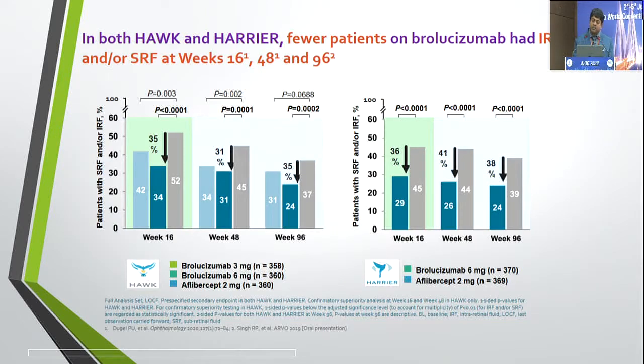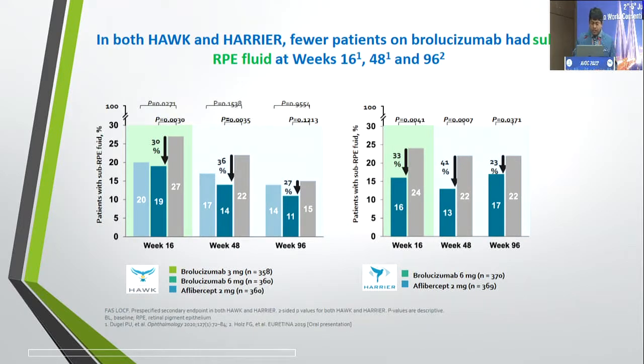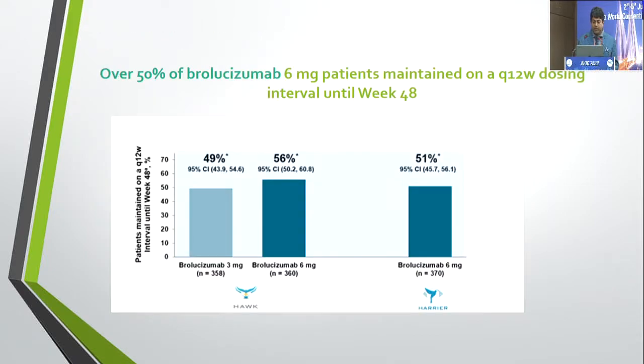Also, fewer patients on brolucizumab had intraretinal fluid or subretinal fluid at weeks 16, 48 and 96. This is one important finding, the sub-RPE fluid, which is not addressed by most of the anti-VEGFs. In this study, it was seen that brolucizumab was able to address that, and at weeks 16, 48 and 96, fewer patients had sub-RPE fluid. Also, more than 50% of the patients on brolucizumab were able to maintain every 12-week dosing until week 48.